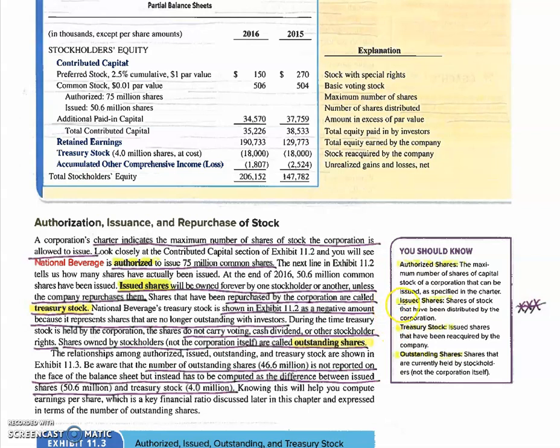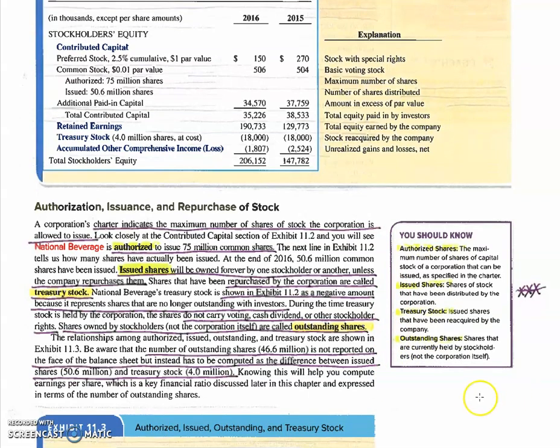Treasury shares are shares that have been issued but have been repurchased by the corporation. So they are issued shares, but shares that are now held inside the corporation as opposed to outstanding shares. Outstanding shares are those shares that have been issued and are still owned outside the corporation. So treasury stock and outstanding stock combine to total to issued stock, or issued shares. Okay, so I hope that makes sense to you.